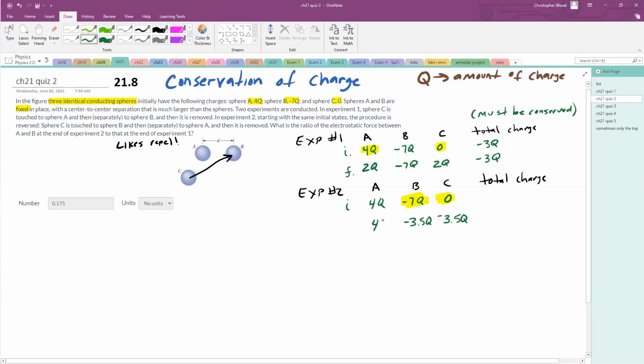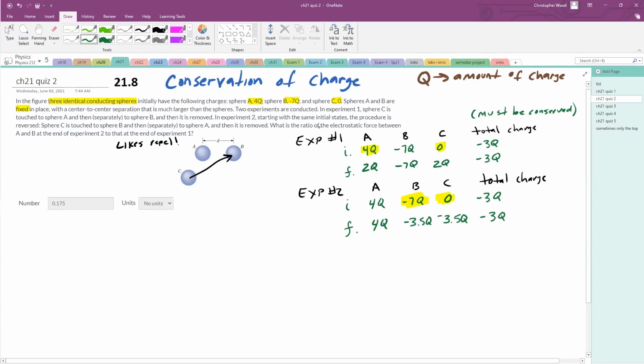Nothing happened to A. The total charge here, well, let's see. In the initial state, 4 minus 7 plus 0 is still negative 3Q. And I better have negative 3Q in the final state, which is here. I have 4, negative 3.5, negative 3.5. So that is still negative 3Q. So that's just a good sanity check. All right. So I'm done with experiments 1 and 2.